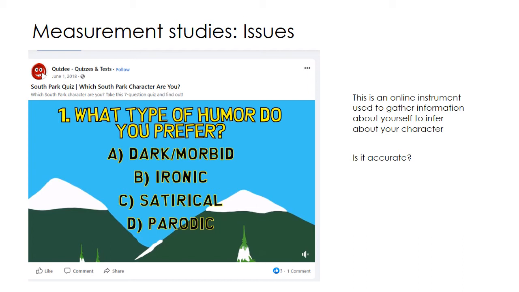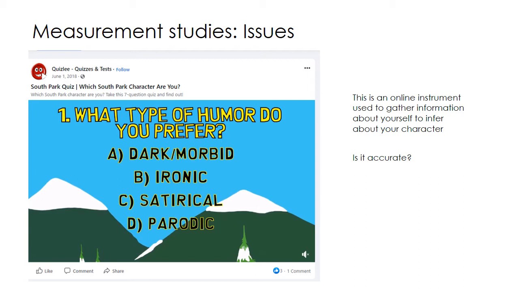So the first question was, what type of humor do you prefer? To be honest, I was not very sure what satirical means. And what do you mean by dark and morbid? So even in the first question, I'm not very sure how to respond to it. So how do I believe at the end of the day that the information gathered through this quiz will truly give me an understanding about my personality or my character that can be associated to a cartoon?